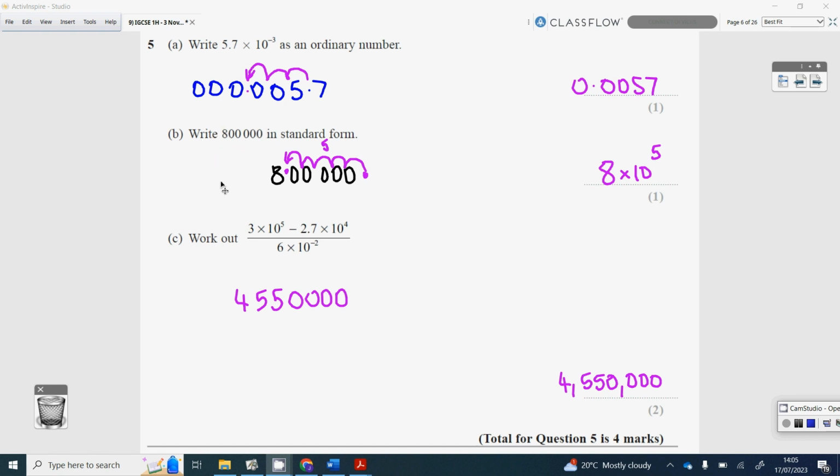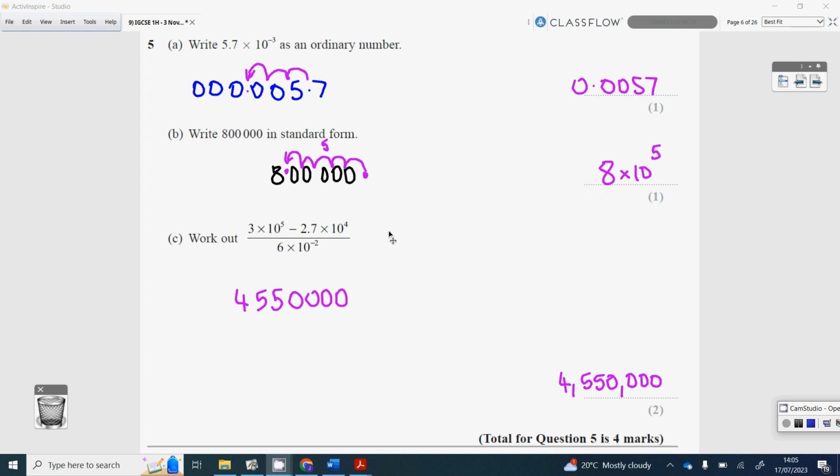Similarly for part B, this is going to be a big number. Now with standard form, remember rule number 1, the first number's got to be between 1 and 10. So where would you put the decimal point to have a number between 1 and 10? Well, it's obviously going to be after the 8. So it's going to be 8 times 10 to the something. First number between 1 and 10.